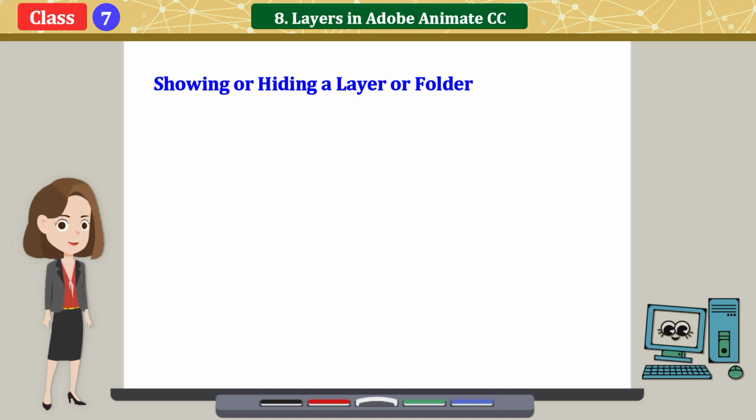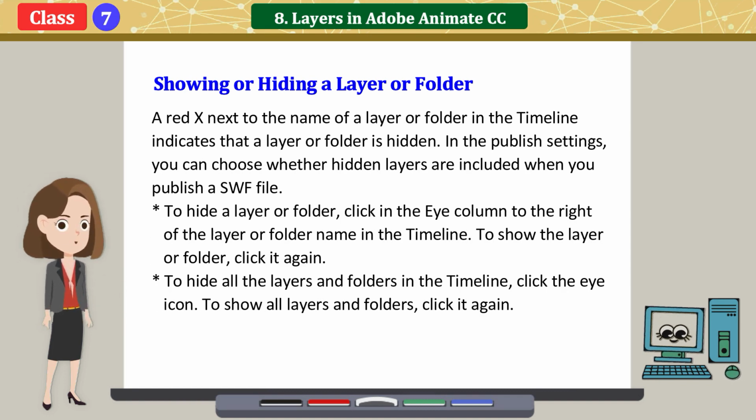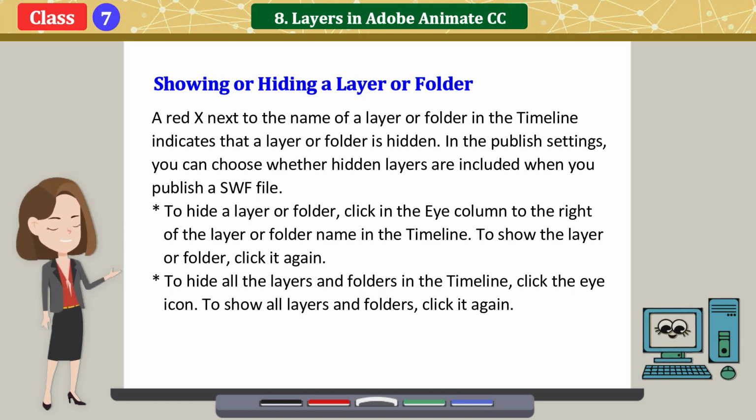Showing or hiding a layer or folder. A red X next to the name of a layer or folder in the timeline indicates that a layer or folder is hidden. In the Publish settings, you can choose whether hidden layers are included when you publish a SWF file.